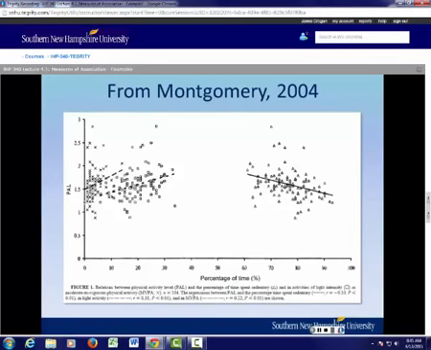The first article is from Montgomery, published in 2004. In this particular article, these folks measured children, and they measured their physical activity level. So on the y-axis, this vertical axis, PAL stands for physical activity level. They also measured the percentage of time children spent in doing different behaviors.